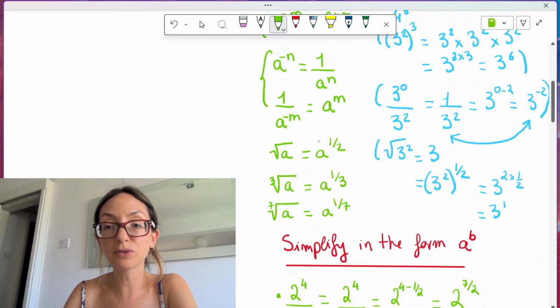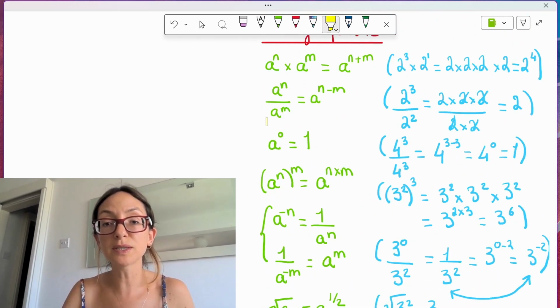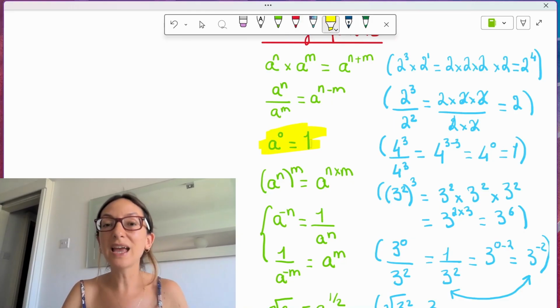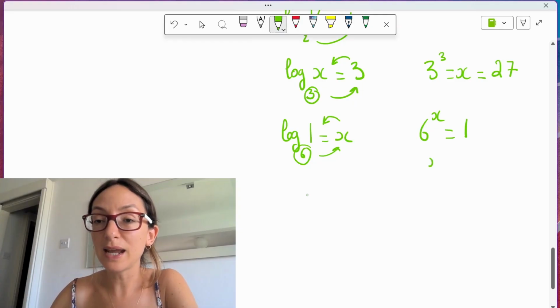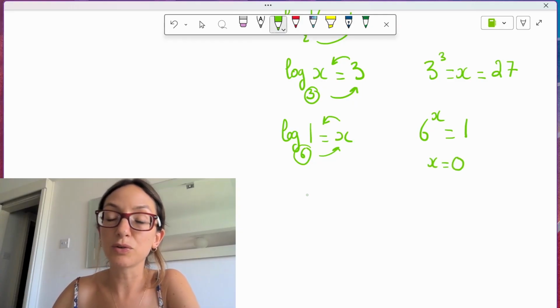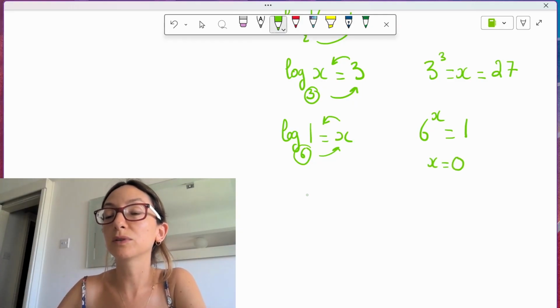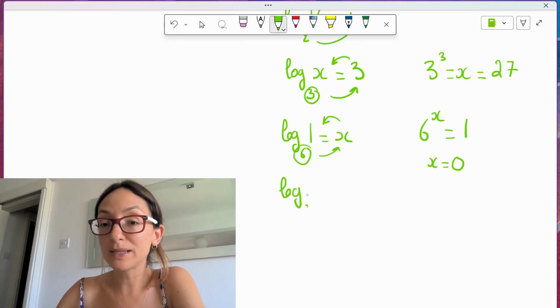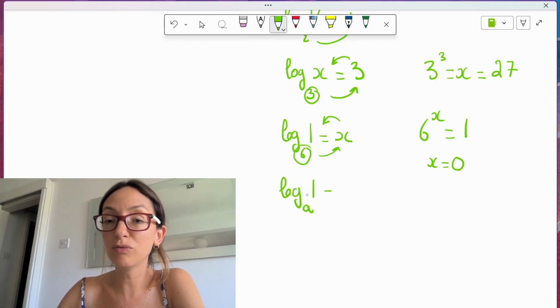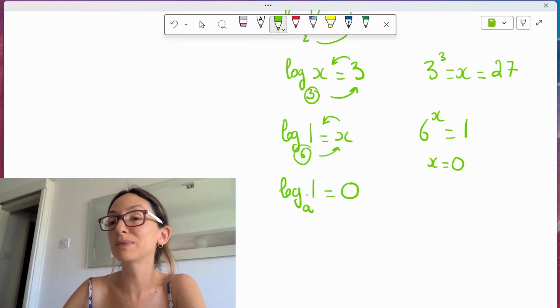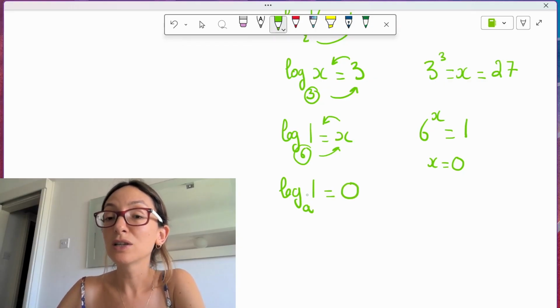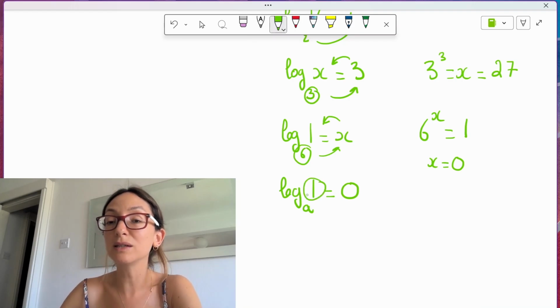Now, if we go back to the rules of exponents, you will see that this is the third rule that we wrote, that to get 1, any number can be raised to the power 0. And so that means that x has to be equal to 0 because 6 to the power of 0 is equal to 1. In fact, this is going to be true for any base. Log base a of 1 is always equal to 0. And that is one of the rules that we will explicitly write later on. So the logarithm of 1 is equal to 0.